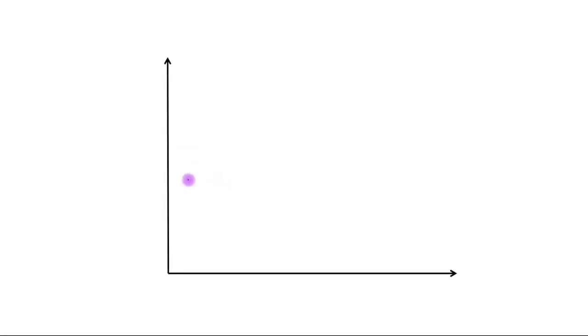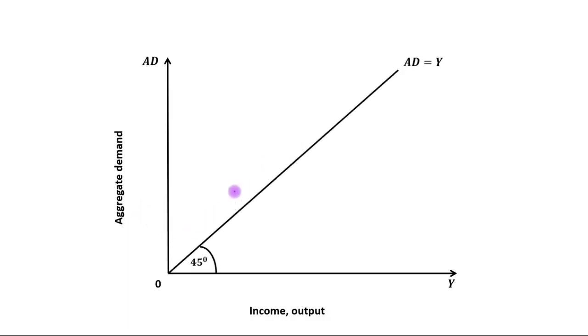Here you can see the two axes, horizontal axis and vertical axis. Horizontal axis is income and output, and vertical axis is aggregate demand. This is our 45-degree line, and this is the initial AD curve. Equilibrium will be achieved at this equilibrium point, the initial equilibrium level of output OY0.